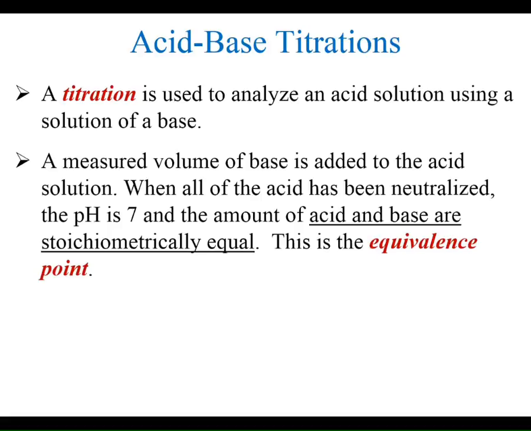So now what's going to happen is you're going to basically add one or the other. You're going to add the base to the acid or add the acid to the base until we reach what's called the equivalence point. And the equivalence point is literally where the acid is equal to the base. So the titration goes up to that point where the amount of acid or base you've added is stoichiometrically equal to the amount of the other one that was present. That's called the equivalence point. And this allows me to figure out the concentration. I'll show you how in a second.